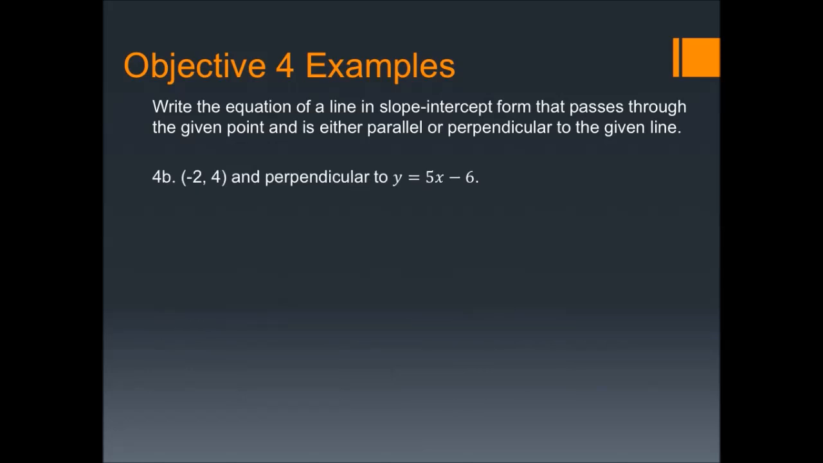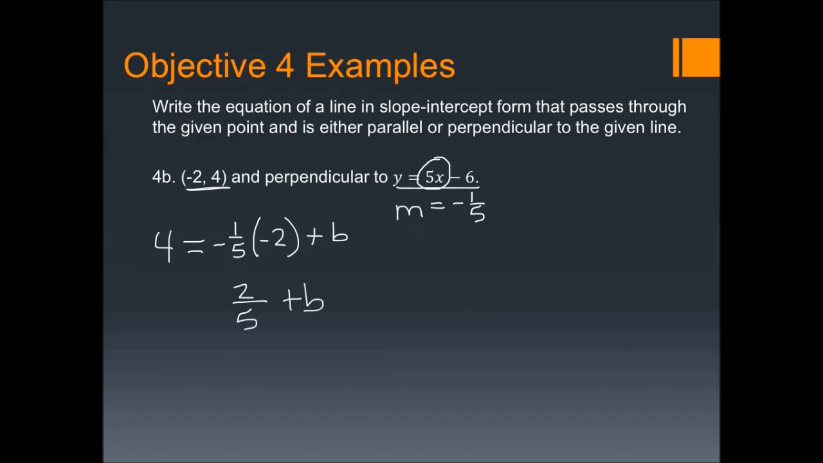Alright, this time we want perpendicular. Good news. Equation's in slope-intercept form, so I need to find a perpendicular slope to that one, which is its opposite reciprocal. So the slope of my new one is going to be -1/5. So I need a line that has a slope of -1/5 and it passes through this point. So I'm going to plug into the slope-intercept form equation. 4 for the y, -1/5 for the m, -2 for the x, and leave b and solve for it.